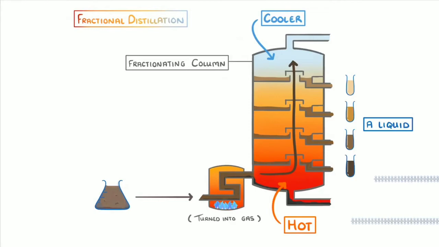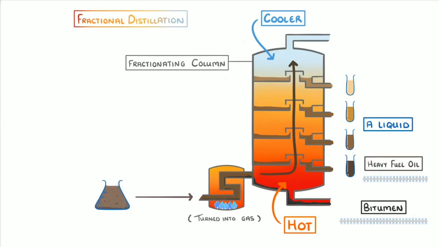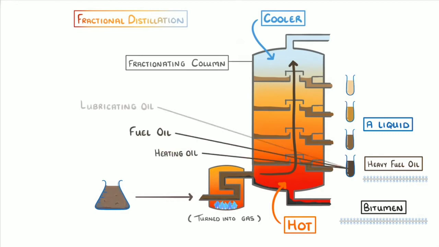The hydrocarbons with the longest chains, so the most carbons, have the highest boiling points, and so they'll quickly condense back into a liquid and drain out of the column early on, because it's not hot enough to keep them in their gaseous states. These are things like bitumen, which we use to surface our roads, and heavy fuel oil, which can be separated further and used for things like heating oil, fuel oil, or lubricating oil.